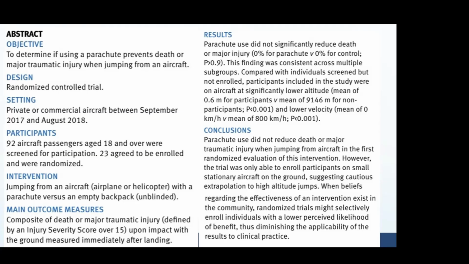So they concluded that parachute use did not reduce death or major traumatic injury when jumping from aircraft in the first randomized evaluation of this intervention. However, the trial was only able to enroll participants on small stationary aircraft on the ground, suggesting that extrapolation to high altitude jumps should be cautious. They also noted that when beliefs regarding the effectiveness of an intervention exist in the community, randomized trials might selectively enroll individuals with a lower perceived likelihood of benefit, thus diminishing the applicability of the results to clinical practice.